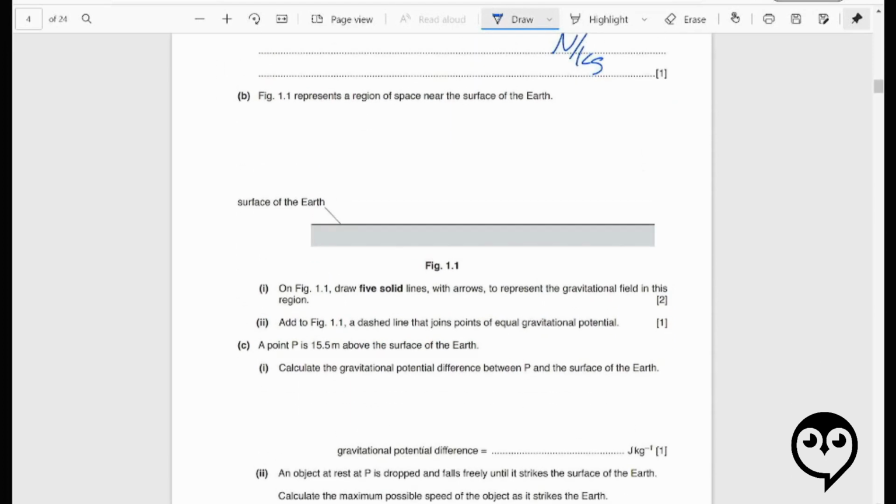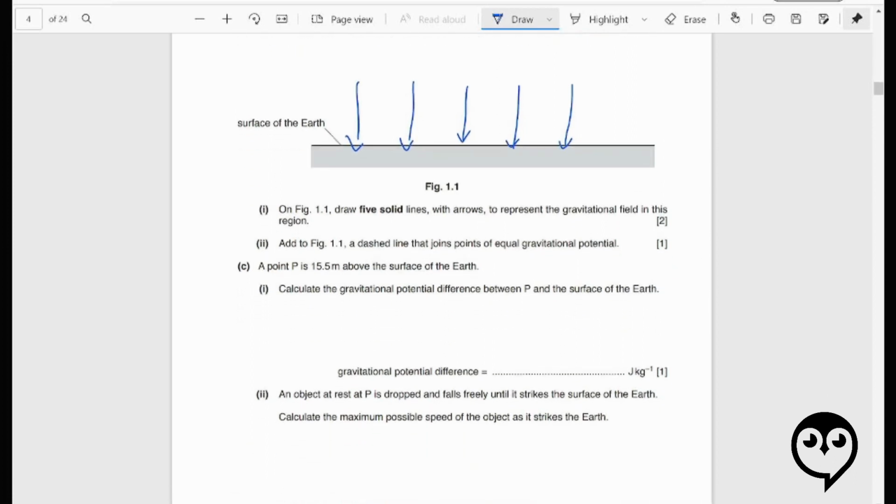This is a region near space. Draw 5 solid lines with arrows to represent the gravitational field strength in this region. Okay, now be careful how you draw these. If you're going to draw, grab yourself a ruler and space them out evenly. Okay, draw them vertically. I'm on a tablet, I know you can do better than me.